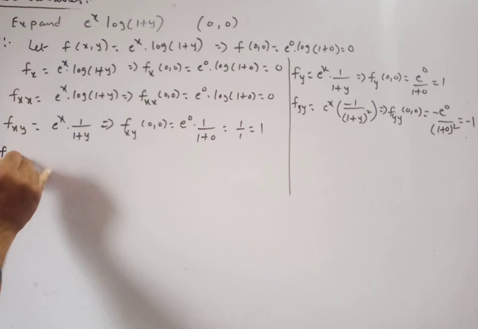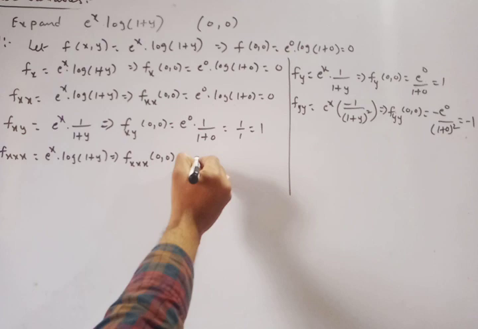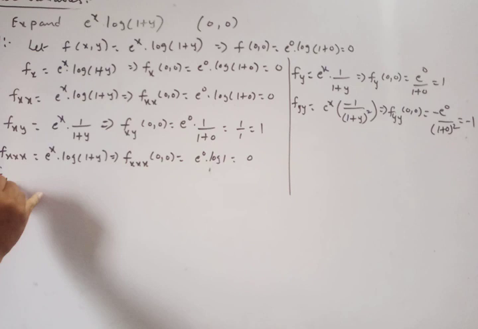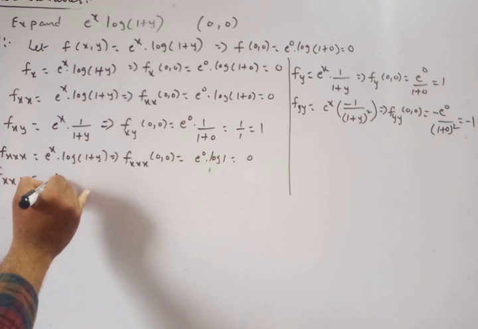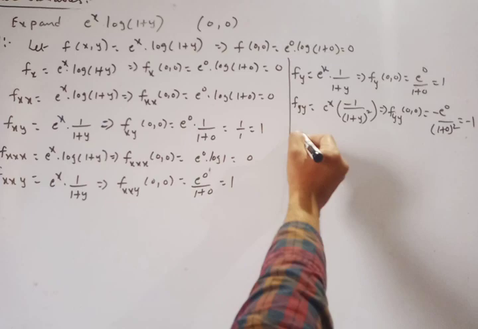The differentiation of e^x is e^x only, with log(1 + y). So f triple x at (0, 0) is equal to e^0 log 1. e^0 is 1 and log 1 is 0, right? Then similarly, f double x y: you need to differentiate this part with respect to y. So e^x into 1 by (1 + y), and f double x y at (0, 0) will give you e^0 by 1 + 0, which is 1. Next, here I am calculating f triple y.